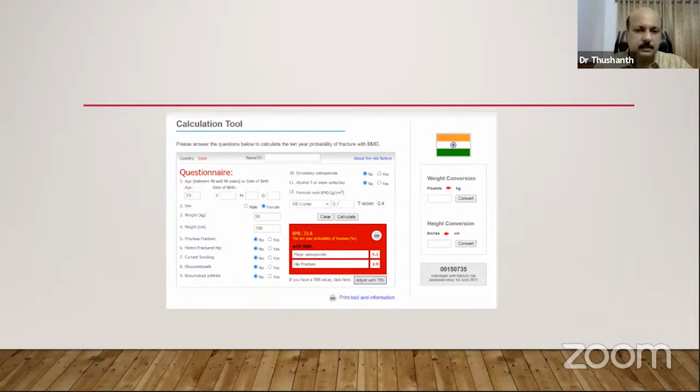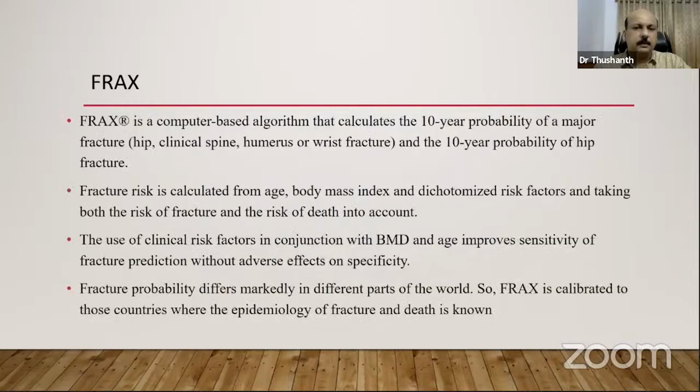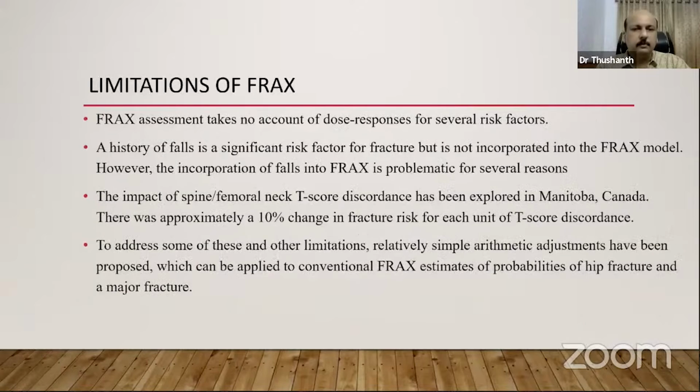Most of the recent studies are using this for fracture probability assessment, and most of the guidelines are based on the FRAX assessment now. So FRAX is a computer-based algorithm that calculates the 10-year probability of a major fracture. Major fracture would be hip, spine, humerus, or wrist fracture, as well as the 10-year probability of hip fracture. The various factors are taken into account, and depending on that, the risk is given. And based on this risk, most of the guidelines are now evolving.